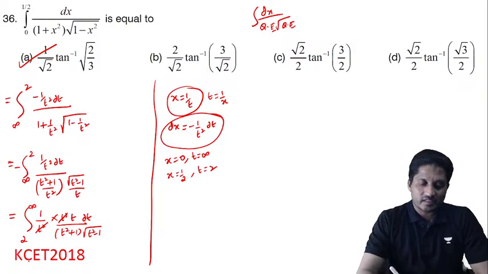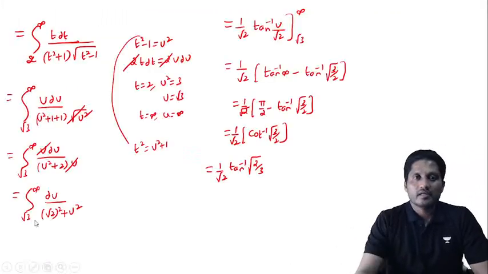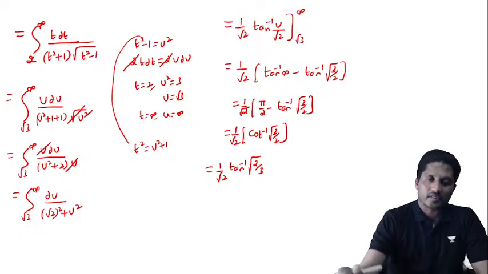There's no error, guys. There's no error. Absolutely right. Check, this is the answer. Answer is option A only: 1 by root 2 tan inverse of whole root of 2 by 3.